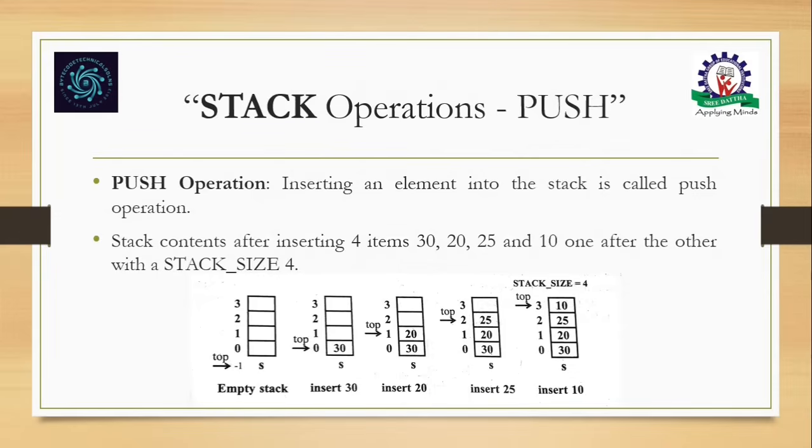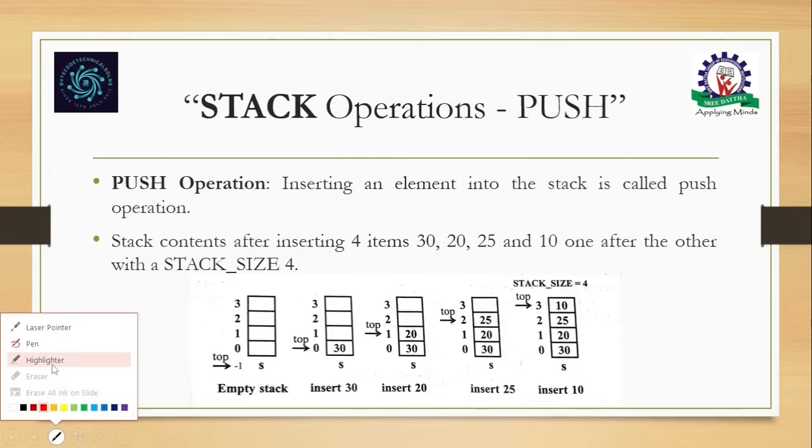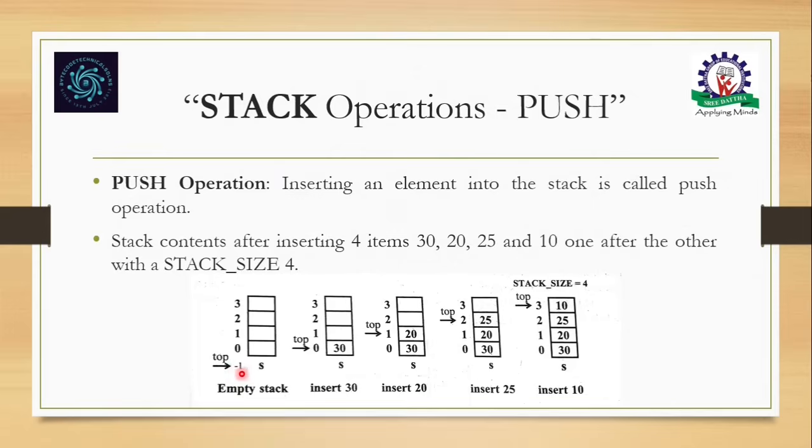Here we are taking the stack size as 4 and we are going to insert 4 items. The items are 30, 20, 25 and 10. So at the beginning when you observe, the top of the stack is pointing at -1. This -1 in the stack body indicates the bottom of the stack. It is the initial condition of the stack.